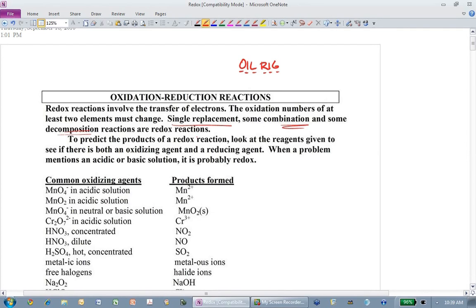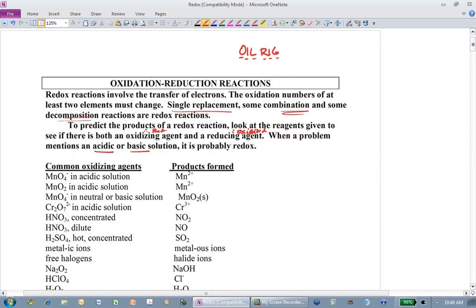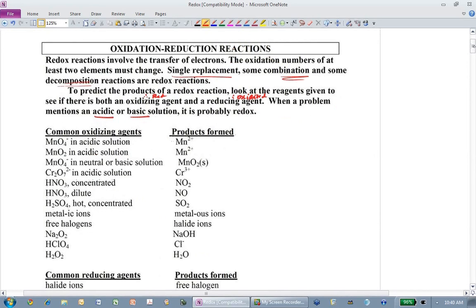To predict products of a redox reaction, we have to look at the reagents that are given to see if there's both an oxidizing agent and a reducing agent. I remind you the oxidizing agent is itself reduced, and the reducing agent is itself oxidized. So when one of these prompts mentions an acidic or basic solution, it's probably redox. So that should get your antenna up. If it says it's acidified, or if an acid or base is present in the reaction, then you've basically got 2 options. It's either a neutralization or redox is the culprit.